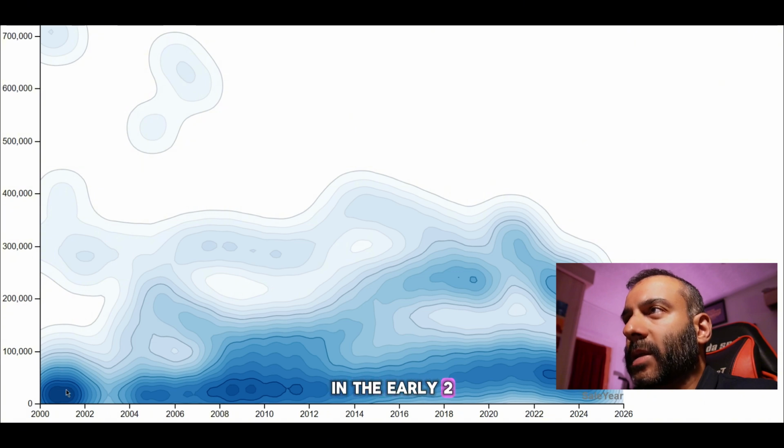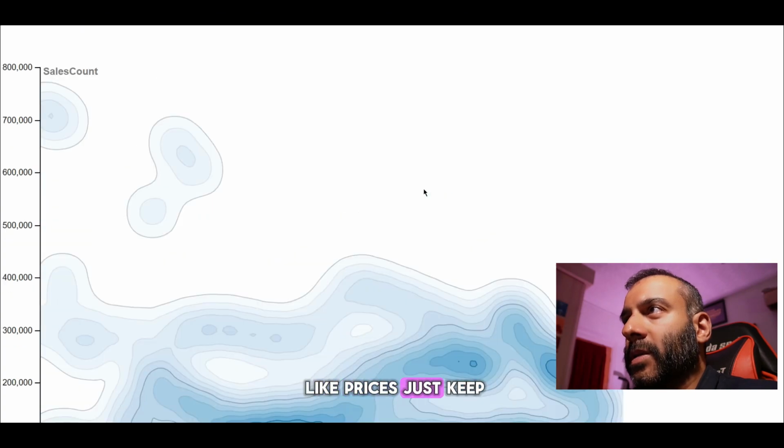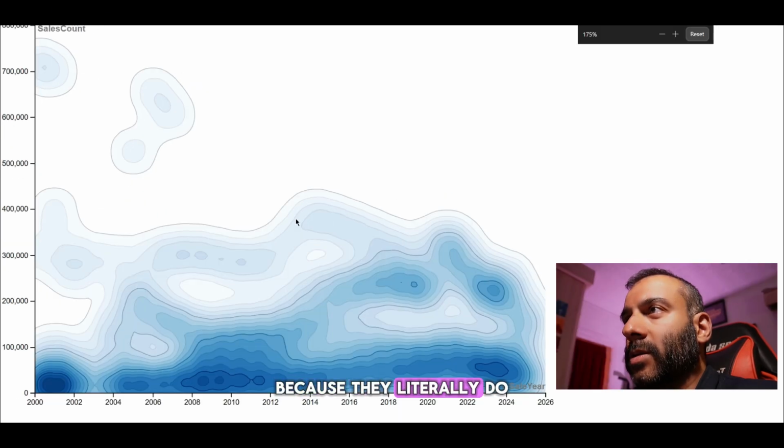In the early 2000s, it sits around 100,000. By the 2010s, it's closer to 200 to 300k. And recently, it's pushing towards 300 to 400k. It's not a one-time boom. It's a slow, continuous upward movement. That's why people feel like prices just keep creeping up, because they literally do.